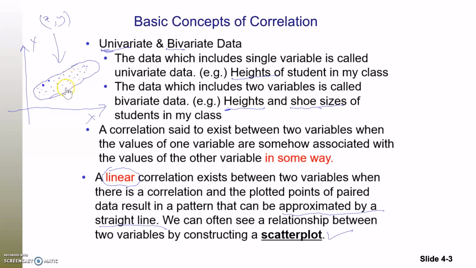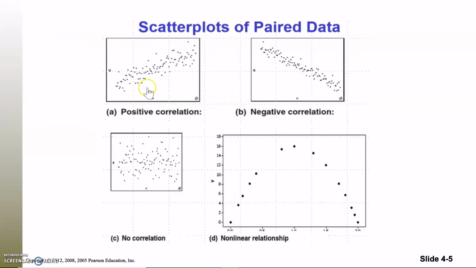Such a correlation is called a linear correlation. In this chapter, we will be interested in only one type of correlation, and that is called a linear correlation. I hope this idea is clear. Now look at these four scatter plots, and I will try to further explain what I mean by the values of one variable being associated with the values of the other variable.